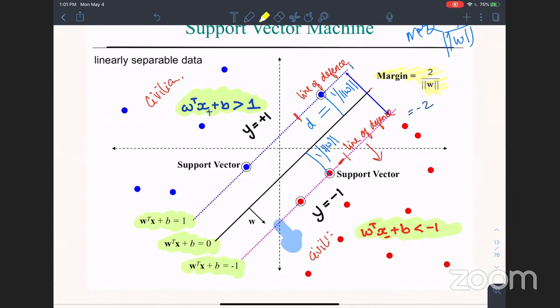So we have to increase the distance, right? Correct. So if you decrease W, then the only way you can ensure that this entire thing is greater than 1 is if W transpose X is very large. That means it is away from the margin. W transpose X plus B, for every point here. Correct.